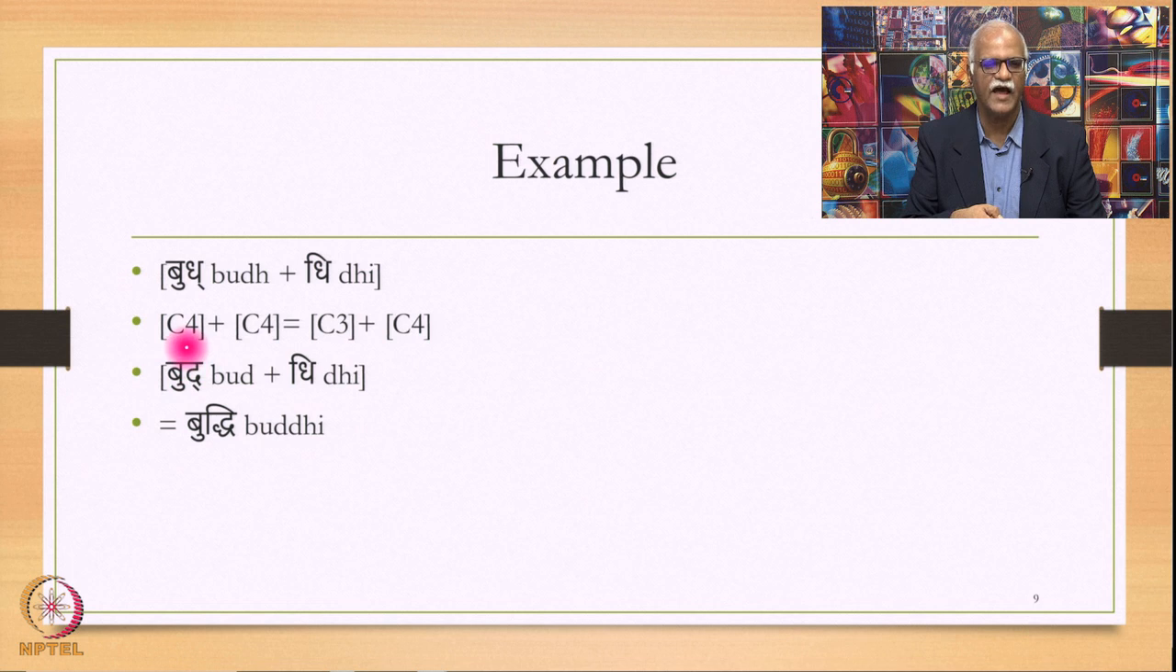this rule, which says that substitute this C4 by C3. So the output of this would be C3 plus C4. So this Dha will be now replaced by Dha, which is C3 over here. So you have Buddha and Dhi. And when you have choices, so C3 has 5 choices. Which one to be selected, there is some scientific principle involved which we shall see when we look at the process of speech production. Right now, C3 is the substitute replacing C4, and so you get the word buddhi. This is the outcome of the application of this sutra.